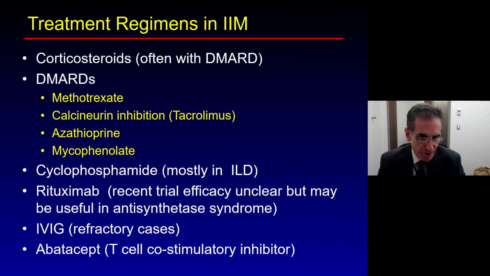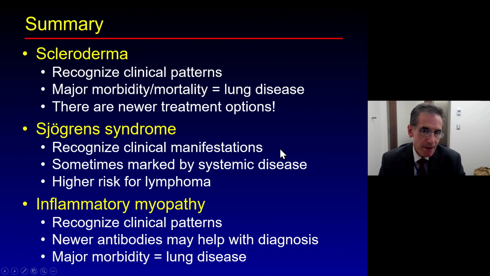There may be some role for T-cell co-stimulatory inhibitors, such as abatacept, and there are numerous other active trials going on in inflammatory myositis. But suffice to say that most patients get high doses of steroids in combination with a DMARD at some point. So in summary, you need to recognize clinical patterns.